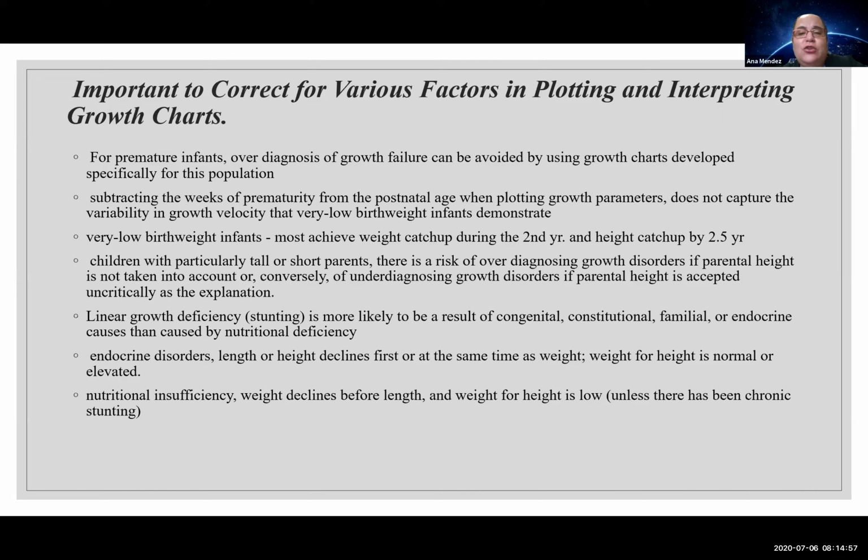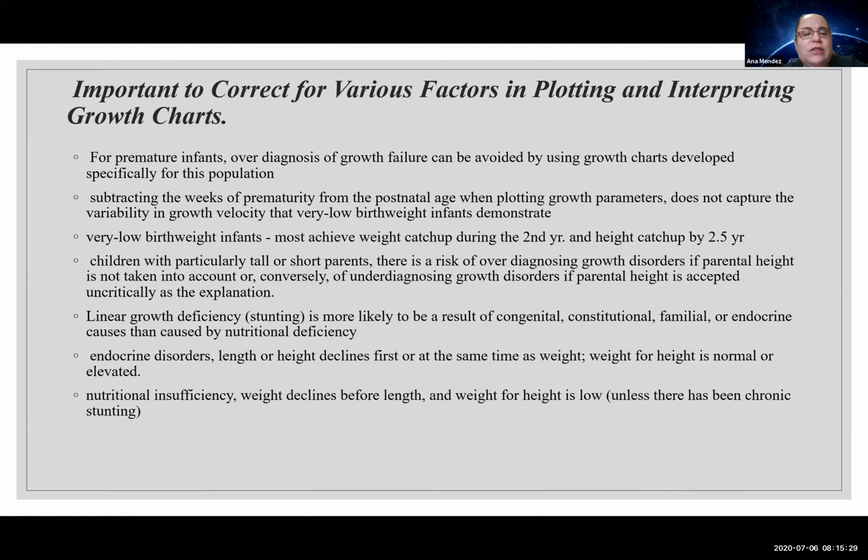So it's not unusual that we'll have in our clinic parents that are 4 feet 9 inches and their kids are like 6 feet tall. So that just tells me that their parents were growth stunted. So that should not be the explanation. You always have to look into it. Linear growth deficiency or stunting is more likely to be a result of congenital, constitutional, familial, or endocrine causes than caused by nutrition deficiency.